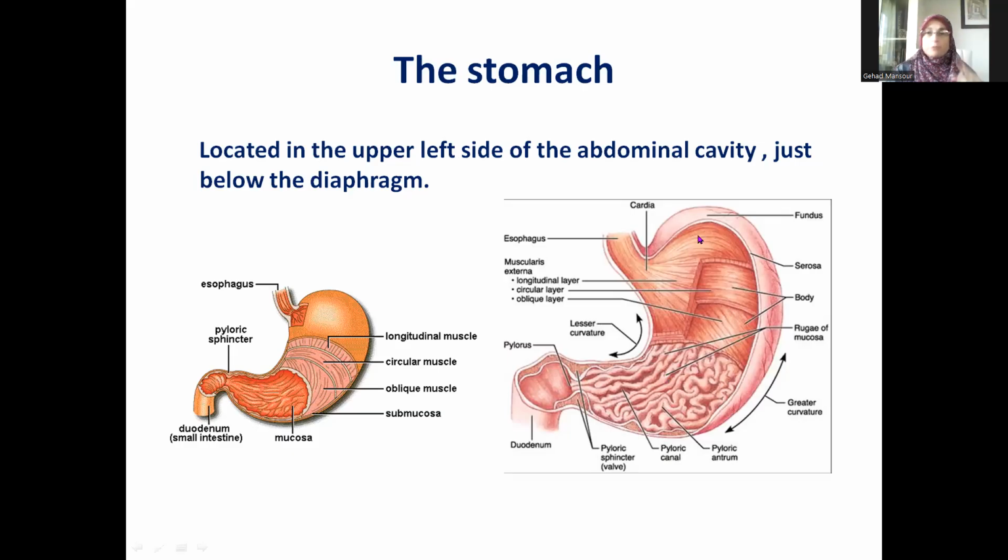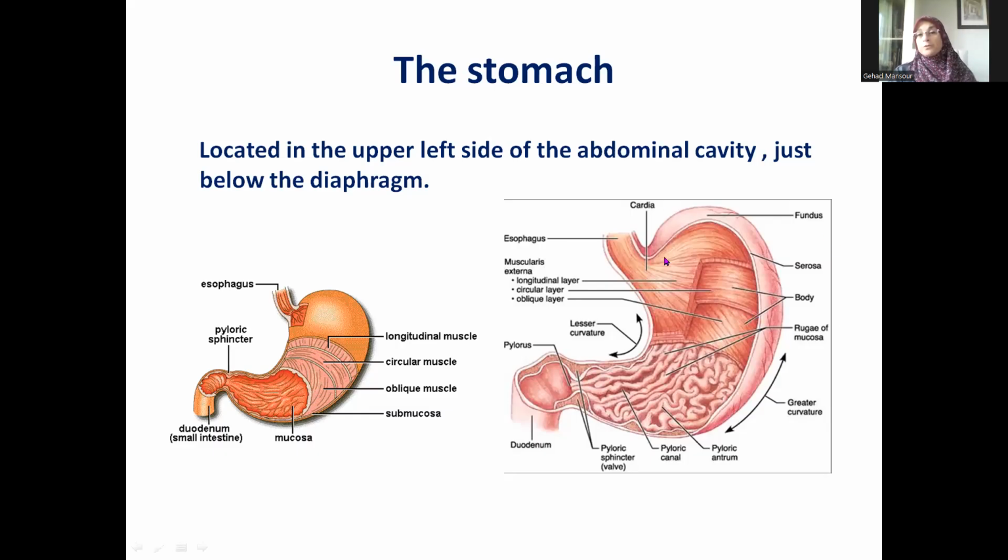What's the type of muscles in the wall? The layers have been mentioned: outer longitudinal, middle circular, and inner oblique. But what about the type of muscles? It's the same type of muscle as in the esophagus. The wall of the stomach consists of smooth, unstriated, involuntary muscles.